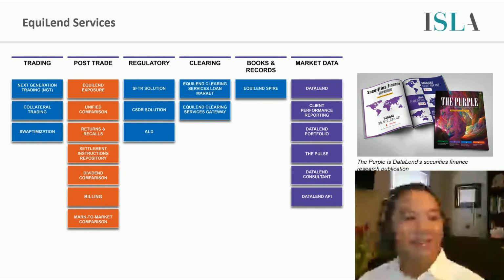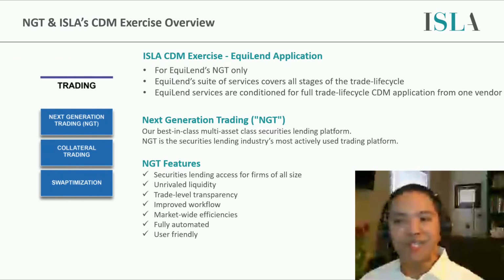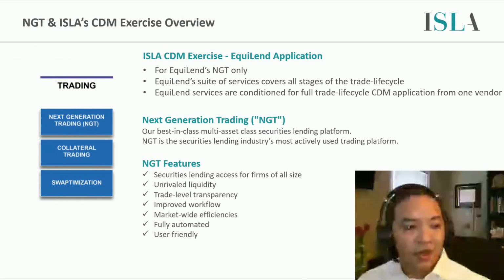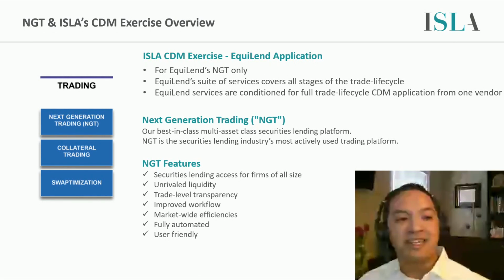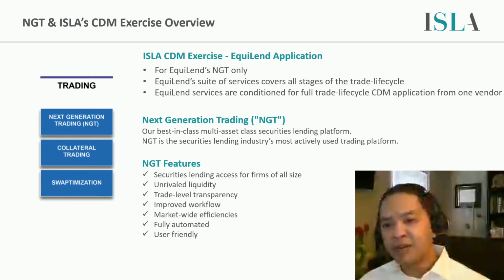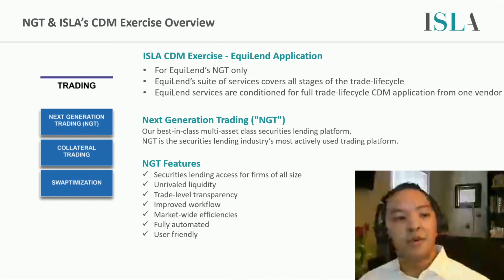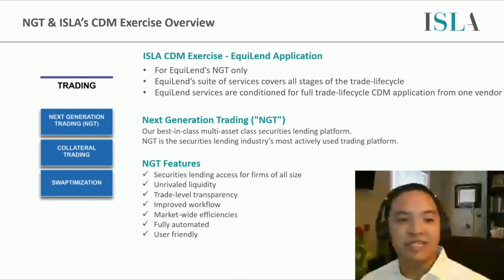So back to the task at hand, we want to talk about the trade execution, which we ended up starting with our NGT service, otherwise known as Next Generation Trading. This is our trading platform for securities lending. It provides the ability to do multiple asset classes. It is a collection of workflows and protocols which allow our clients to price discover, to negotiate, and ultimately lead to a trade execution. A lot of our clients who onboard onto this are looking to automate their process, or to just increase their balances.